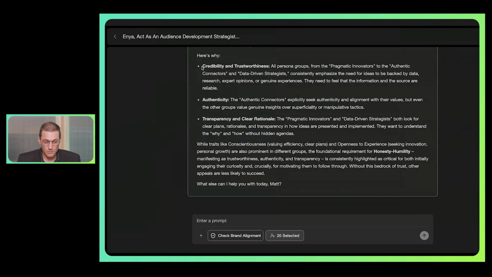I'm given a breakdown of why and what's included in that psychographic indicator. Credibility and trustworthiness: all persona groups, from the pragmatic innovators to the authentic connectors and data-driven strategists, consistently emphasize the need for ideas to be backed with data, research, expert opinions, and genuine experiences. They need to feel that the information and the source are reliable. Authenticity: the authentic connectors explicitly seek authenticity and alignment with their values. Transparency and clear rationale: multiple groups that were provided earlier look for clear plans, rationales, and transparency in how ideas are presented and implemented.